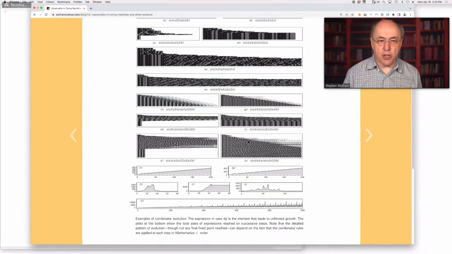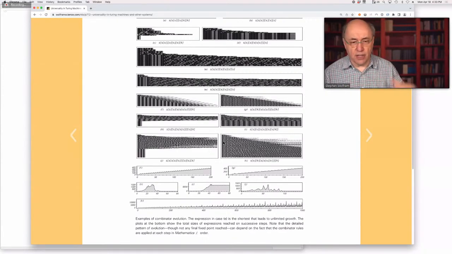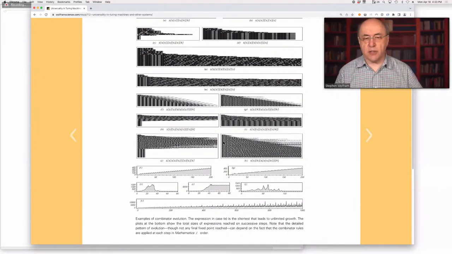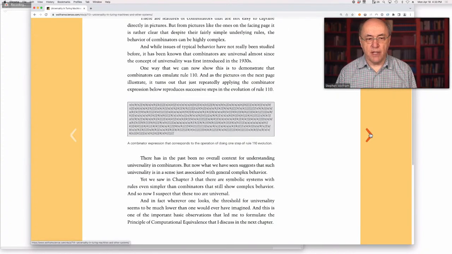But anyway, this is showing the particular behavior of particular combinators, the evolution of combinator expressions. This is using a particular evaluation order. It's a kind of complicated story. There's another 350 pages to write about this. But this was my first introduction to looking at combinators as minimal examples of computational systems in the wild, so to speak.